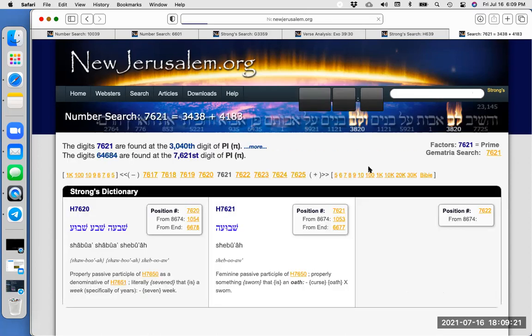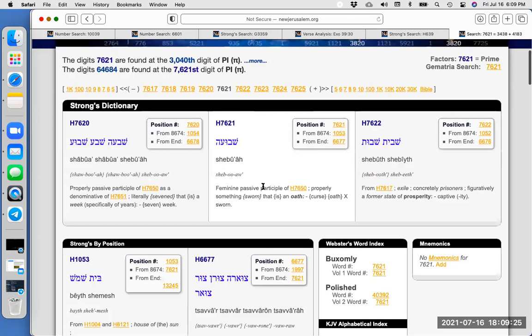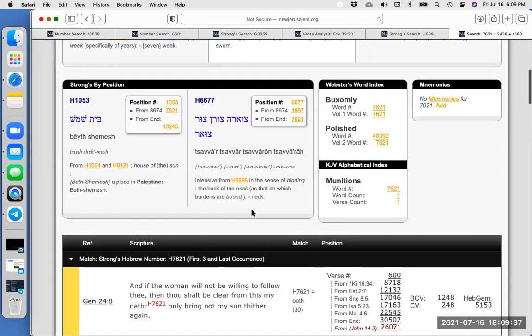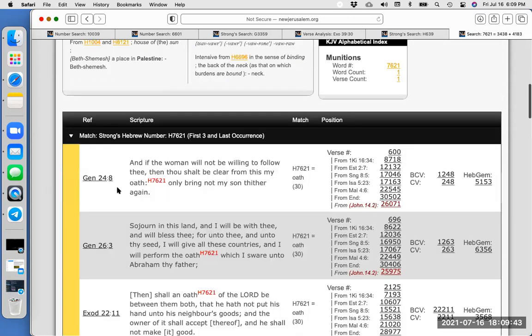Okay. I like father's house though. I like that particular word. Here's the word Shabua. Now this is an oath, okay? Where you're making a promise, an oath to God. You're swearing, okay? Now, house of the son-in-law, not so much there. Genesis 24 though, look at there.